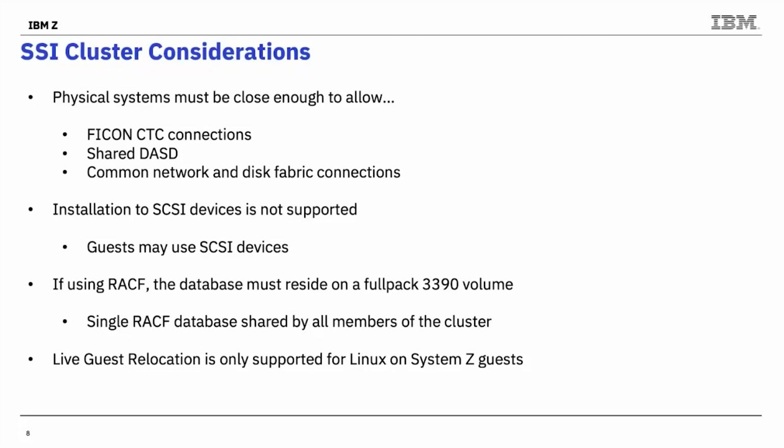Also, if you're using RACF in a cluster, it's got to be on a full pack 3390 volume. And that's because the database has to be shared to all members of the cluster. One thing to consider here is that if you configure both a primary and a backup database for redundancy, right, then they each need to be a full pack volume. So just keep that in mind as you're planning. And as I hinted before, we only support LGR for Linux guests on VM, so you can't relocate z/OS guests or TPF guests or anything like that. We only support it for Linux.